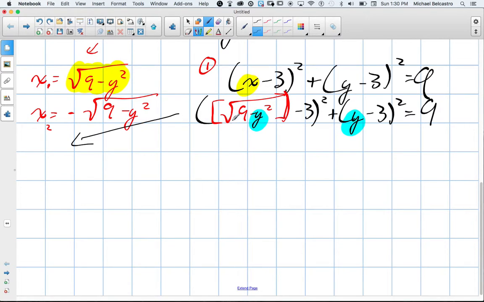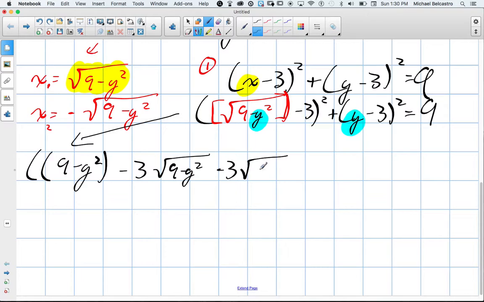So when I have the root of 9 minus y squared times the root of 9 minus y squared, the roots are going to cancel out. So we're going to be left with 9 minus y squared. Then root 9 minus y squared times negative 3 gives us negative 3 root 9 minus y squared. Then vice versa, negative 3 times that, same idea, negative 3 times root 9 minus y squared. And then finally, negative 3 times negative 3 is plus 9.